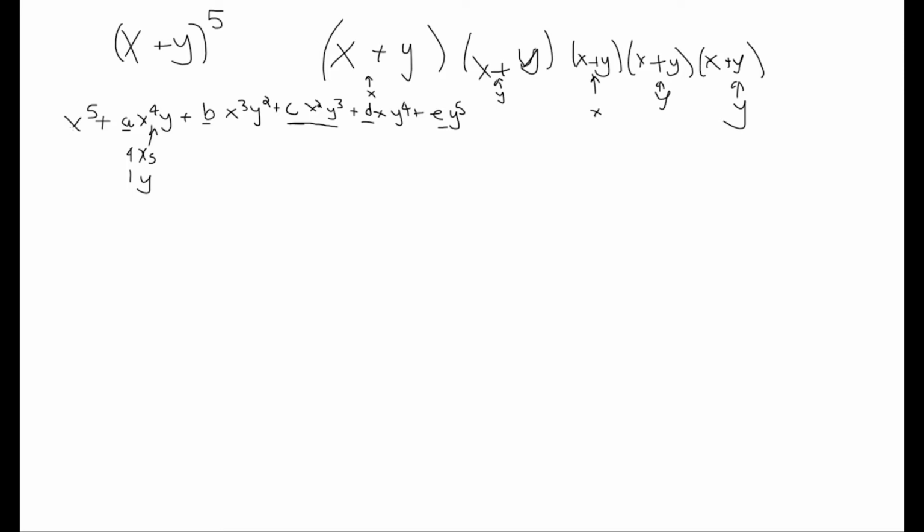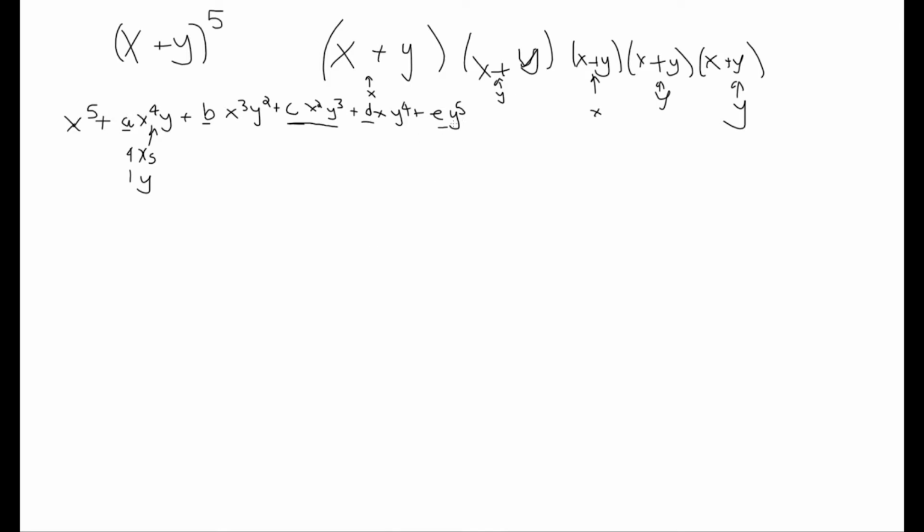So x to the fifth is a certain combination. X, x, x, x, x. If all of these are x's, then we get an x to the fifth. But there's only one way that can happen. It's if they're all x's. So thus we only have one x to the fifth. X to the fourth y, well, there's only a certain number of ways that can happen.